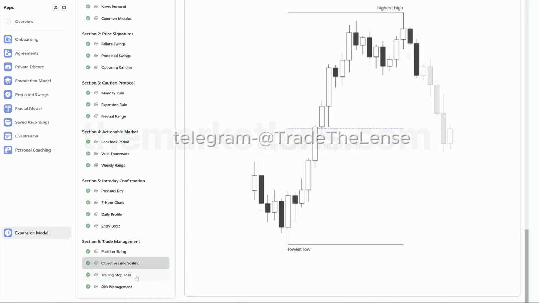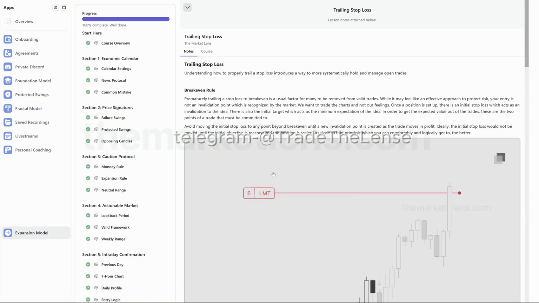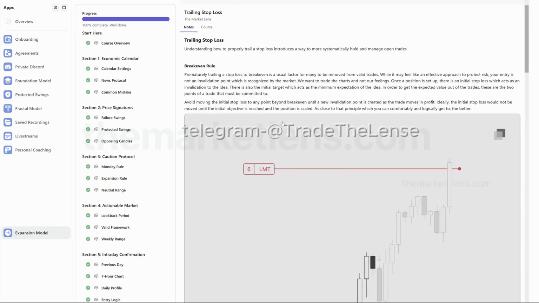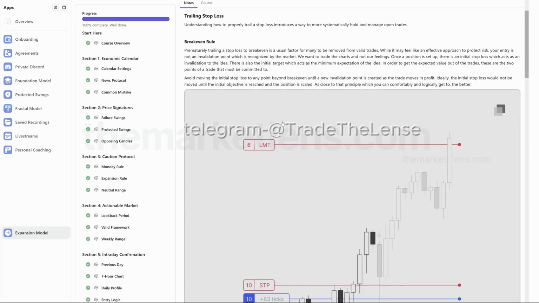Trailing stop loss. This is important stuff with trade management because this is more how do we systematically manage a trade without trying to introduce too much of our opinion or emotion. And the first thing we're going to be doing is being careful with moving stops to break even prematurely. So this rule here is trying to minimize the impact of trying to protect a position too quickly.